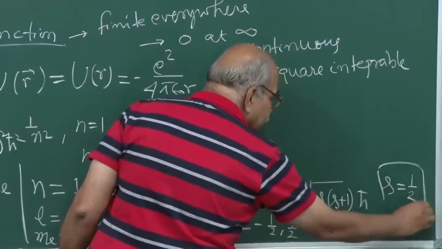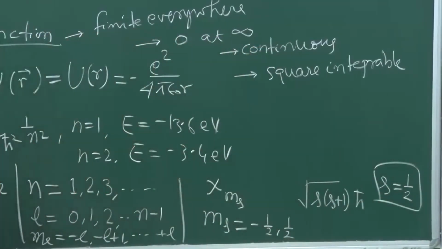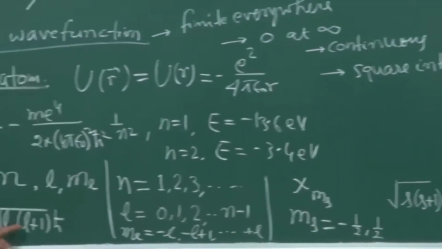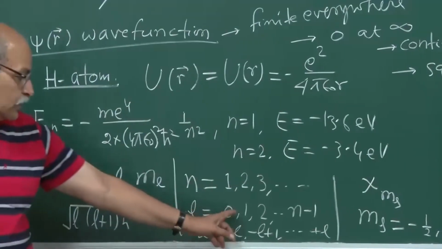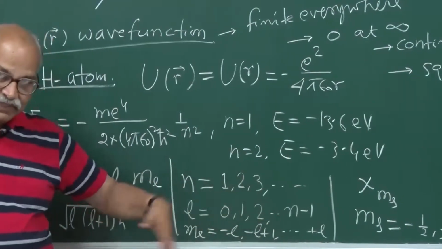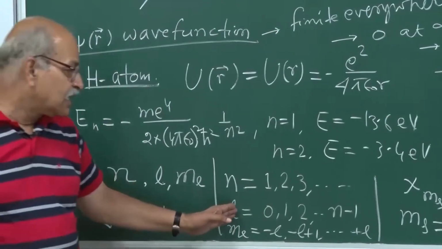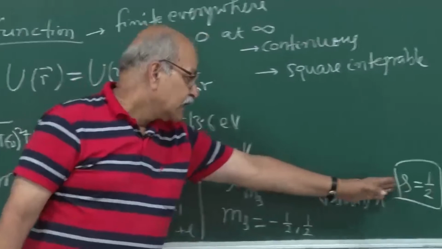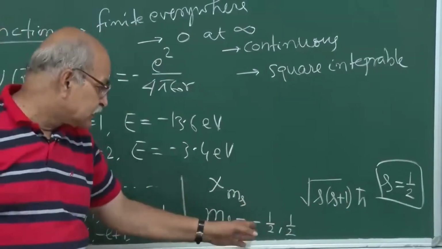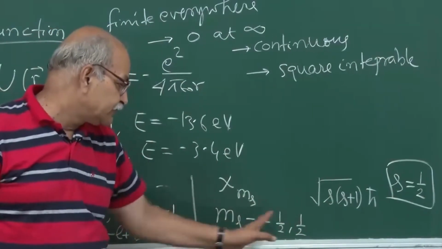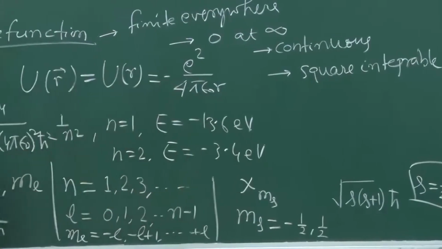So for all electrons, s is equal to half. Here this L can take value 0, 1, 2, etc. So different electrons can have different L, but all electrons have the same s. And here also it goes from minus s to plus s in steps of 1. So all those things we discussed.